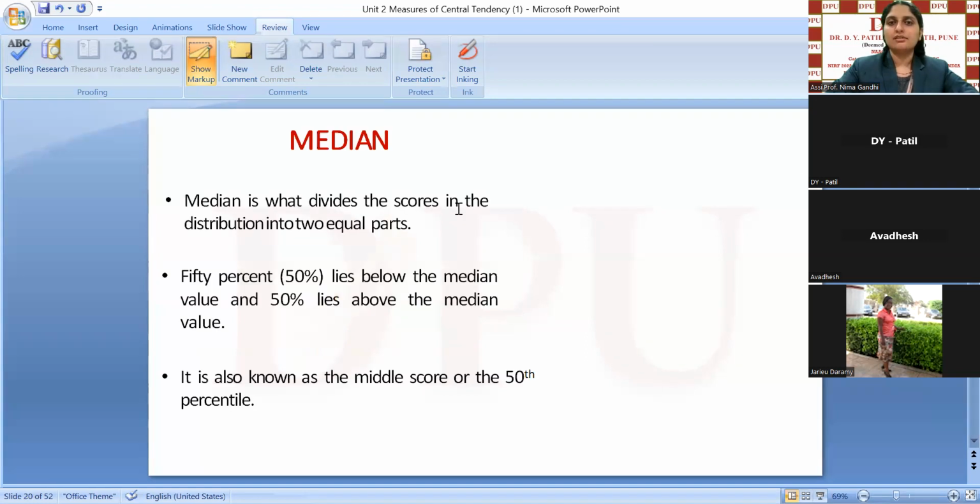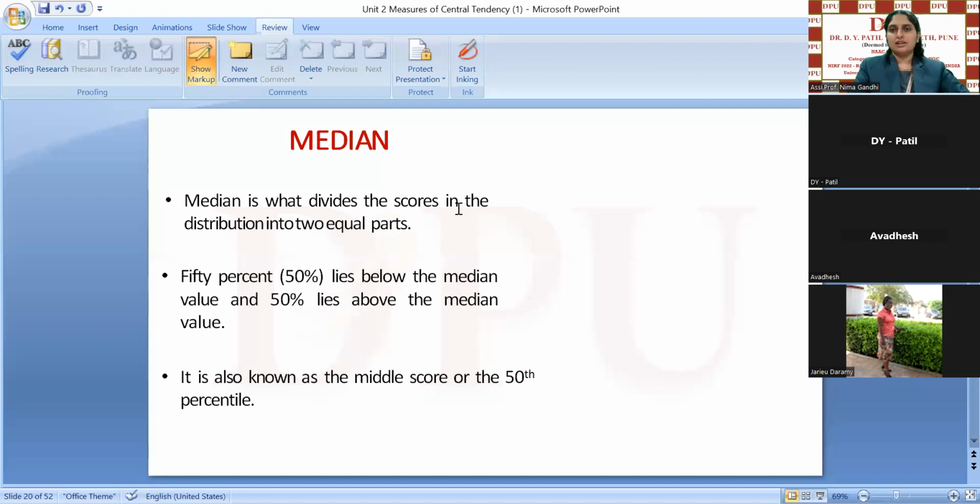So what is the median? Median is the middlemost observation. 50% of observations are lying above the median and 50% of observations are lying below the median. It is also known as a middle score or 50th percentile. What is the meaning of this?